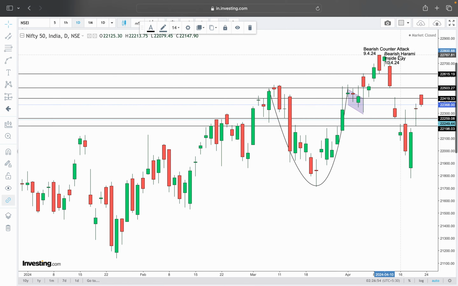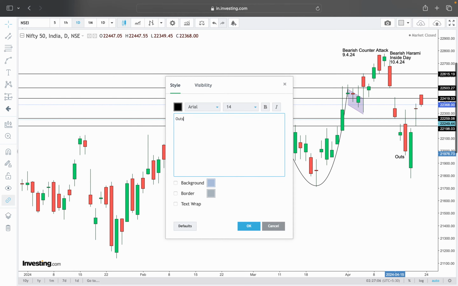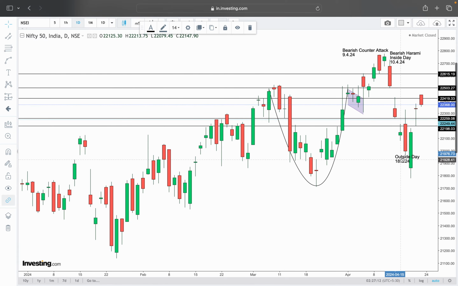So a bearish harami candle is also called an inside day. It is a reversal candle. I hope this is visible. And this candle that is formed on the 18th of April becomes an outside day candle. And why is it an outside day? Because we can clearly see that the trading range of this candle entirely engulfs the trading range of the previous candle and does so very, very comfortably.